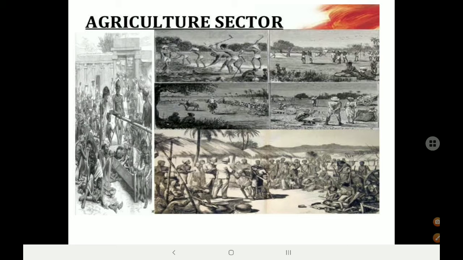This is the situation of agriculture sector which was adversely affected by the Britishers. Look at these pictures.